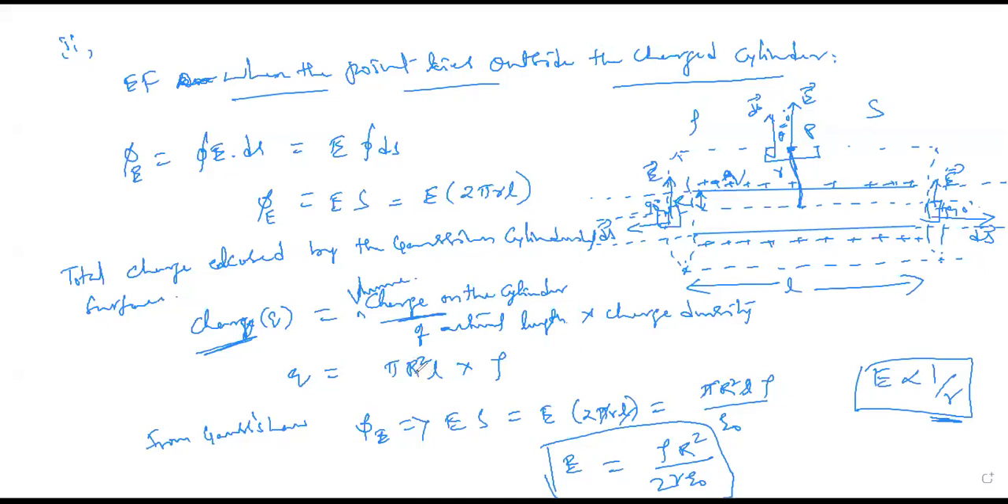You are saying that this capital R should be smaller, correct? If you take it like this, then again you will get the same expression. Rho R by 2 epsilon naught you will get, correct or not? This you are saying, right? Yes, sir, I am saying this.